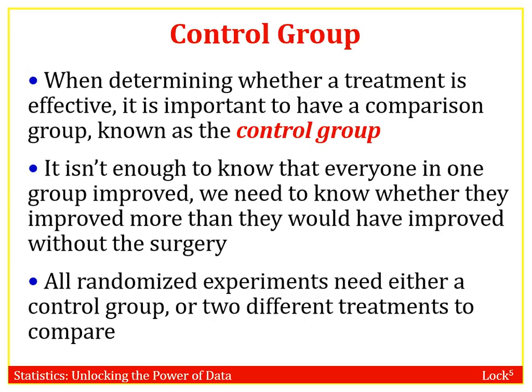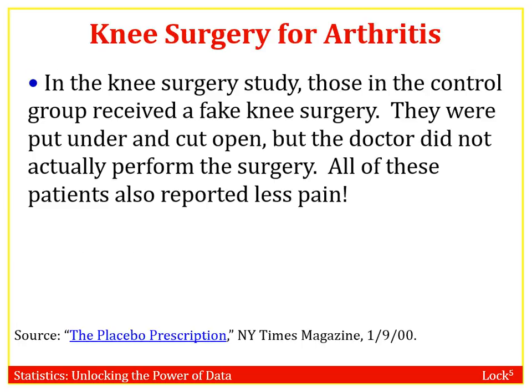So, a randomized experiment needs a control group, at least two different treatments, essentially, one that received the treatment and one that did not. You could have more than two groups. You could have different levels of treatment compared to your control group. So here's another situation.